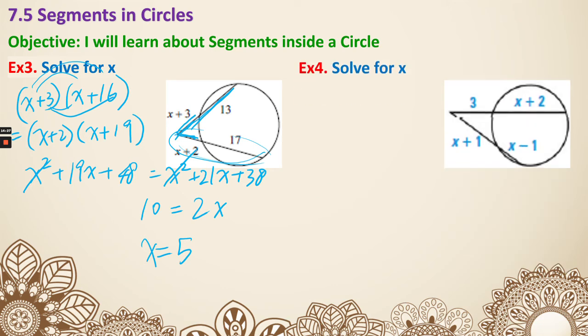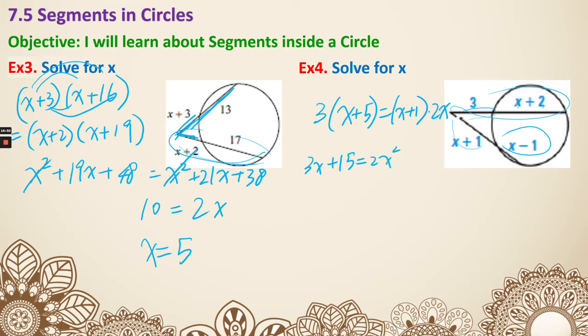Example 4. We have this external one, again, 3 times this whole thing is going to be 3 plus x plus 2, x plus 5, which equals the bottom first, x plus 1, and then the whole thing is x plus 1 plus x minus 1, which is 2x. So set them equal to each other, now it's time to solve. 3x plus 15 equals 2x squared plus 2x. And start solving that quadratic. 2x squared minus x minus 15 equals 0. We can use factoring to solve.